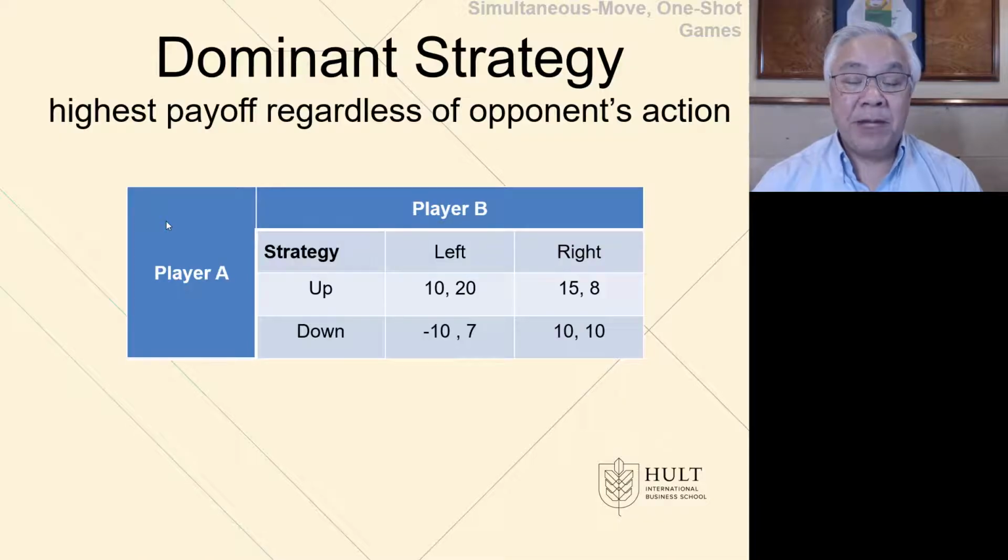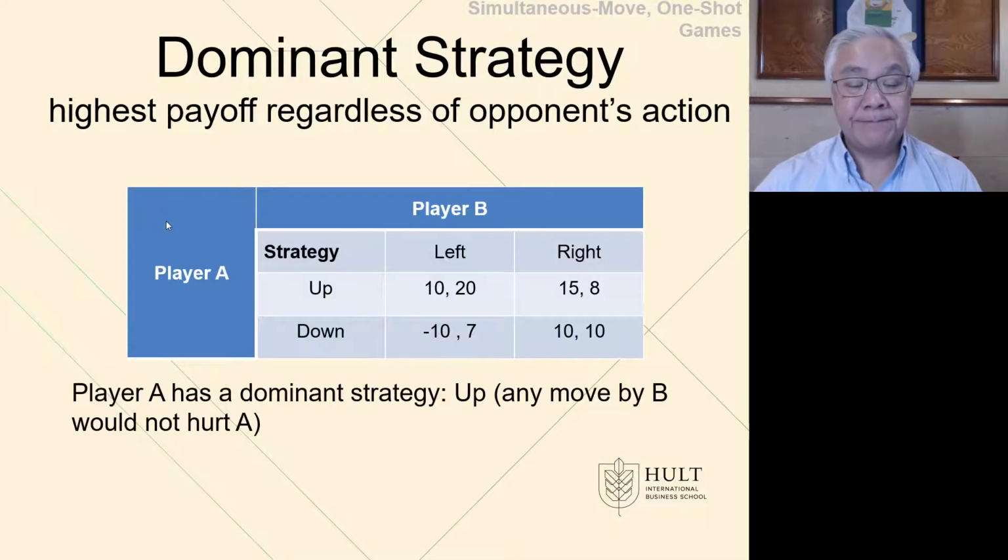So let's look at player B choosing left. If player B chooses left, the best outcome for A is up. All right. How about if B chooses right? The best outcome for A is also up. Well, that makes it easy. A should choose up because regardless of the action from B, that is ultimately a better choice for A. So A has a dominant strategy, up, and any move by B won't hurt them.